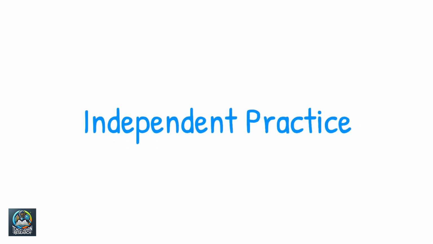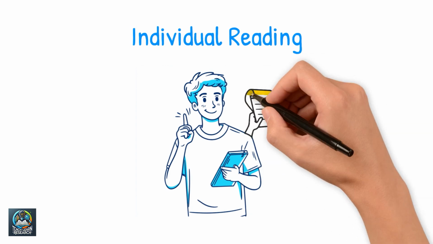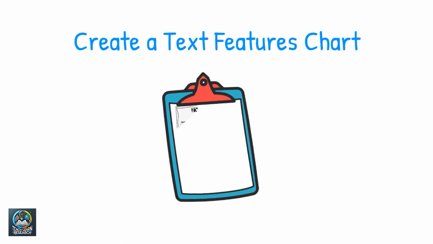Independent practice. Individual reading. Have students read a text individually and identify text features. They can highlight or annotate the features directly on the text. Create a text features chart. Students can create a chart or graphic organizer where they list the text features they find and describe their purposes.